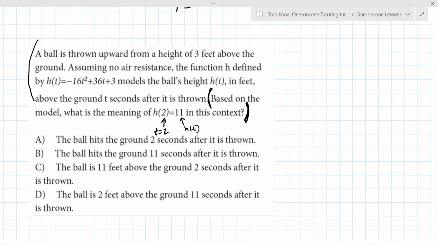The ball goes forward from a height of 3 feet above the ground, assuming no air resistance. The function h defined by h of t equals -16t squared plus 36t plus 3 models the ball's height h of t in feet. What are the units of t? What does t represent?